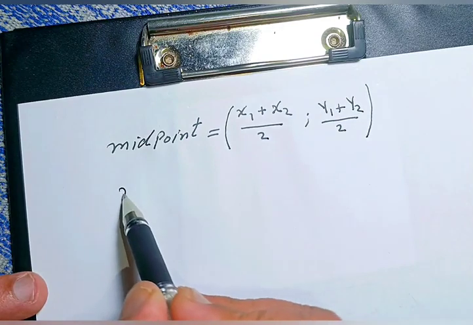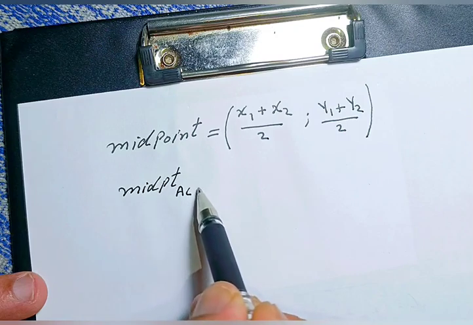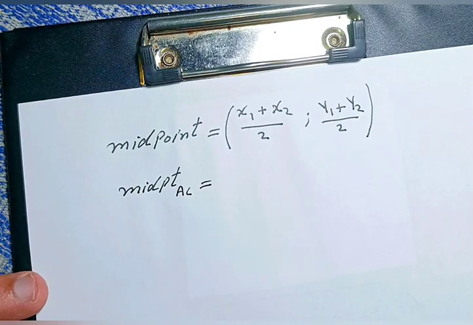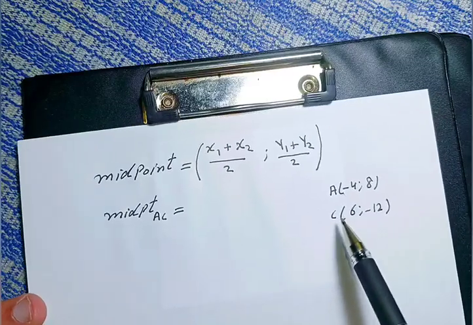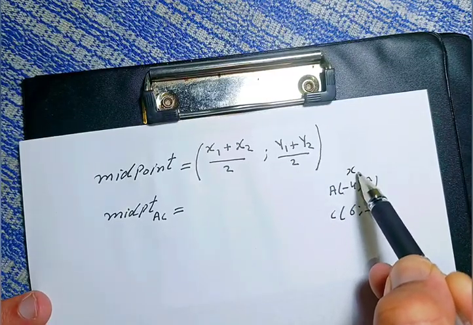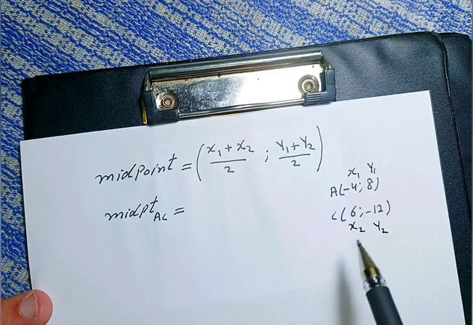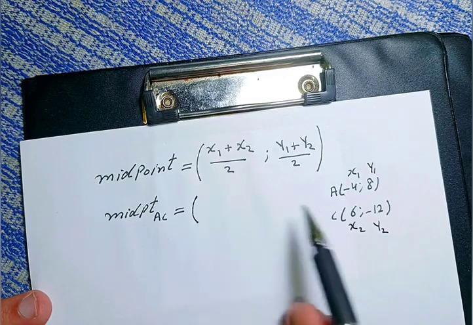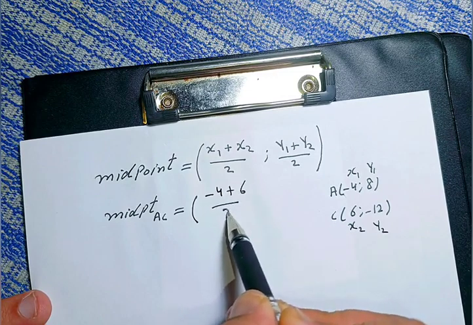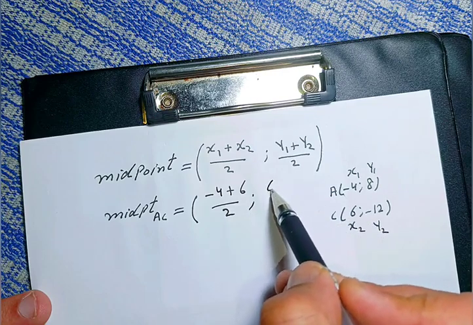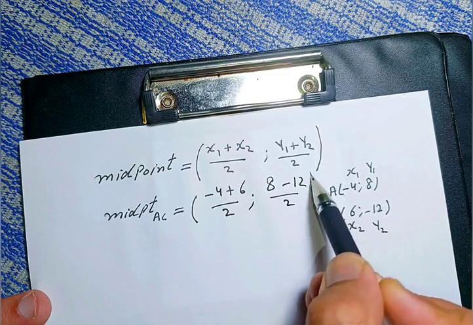Now we need to find the midpoint of AC. How to do that? We need to write the coordinates of A and C. So this is my x1, this is my y1, this is my x2, and this is my y2. Plug all these values into the formula. So x1 is negative 4 and x2 is plus 6, divided by 2, and y1 is 8 and y2 is negative 12, over 2.